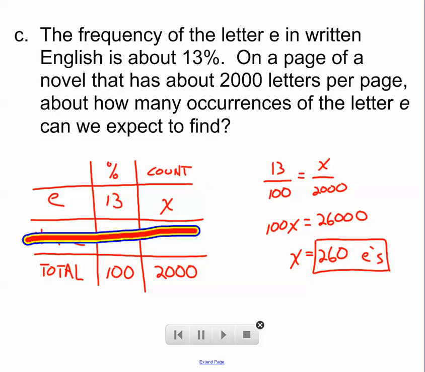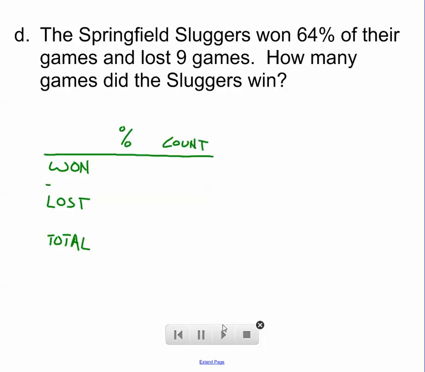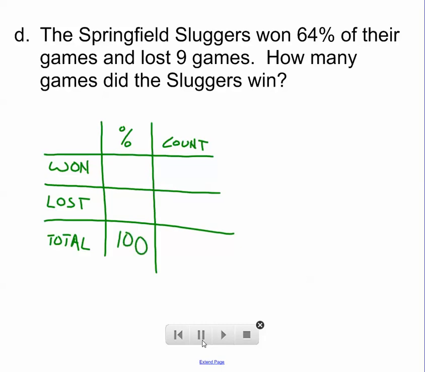And one last problem today. The Springfield Sluggers won 64% of their games and lost 9 games. How many games did the Sluggers win? Okay, very quick and easy setup here. You can either win a game or you can lose a game. That's going to give you your total number of games. We're going to put that in terms of percent and the number of games they won, lost, and played. They won 64% out of 100%. They lost 9 games. That's down here. That's the count of the games they lost.